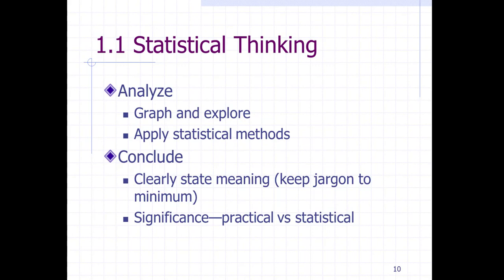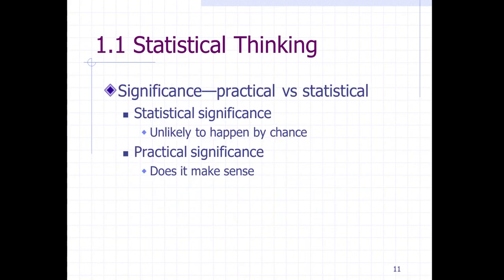Or I might have something that could improve second graders' spelling scores, and it is very statistically significant, but it costs $3 million per school to implement. Then it's not practically significant. When it has statistical significance, it's unlikely to happen by chance. And practical significance, does it make sense to implement the changes?